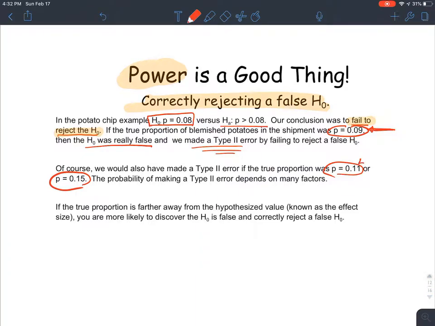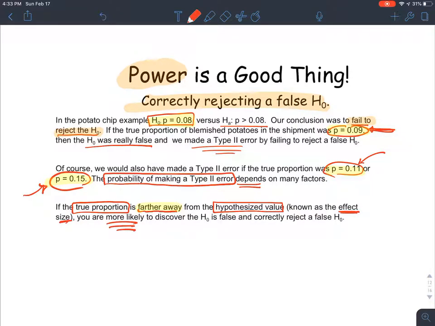Now, the reason I'm looking at all these hypotheticals, like what if it was 0.09, 0.11, 0.15, is when we talk about the probability of making a type 2 error, it depends on a lot of factors. One of those factors is if the true proportion, in this case of blemished potatoes, is farther away from the hypothesized value. Remember, the hypothesized value is technically the 0.08, and we're saying, well, what if the true proportion was 0.09, 0.11, 0.05? Okay, the farther away the true proportion is from the hypothesized, we call that the effect size. And so the more likely you would discover that that null hypothesis was actually false.